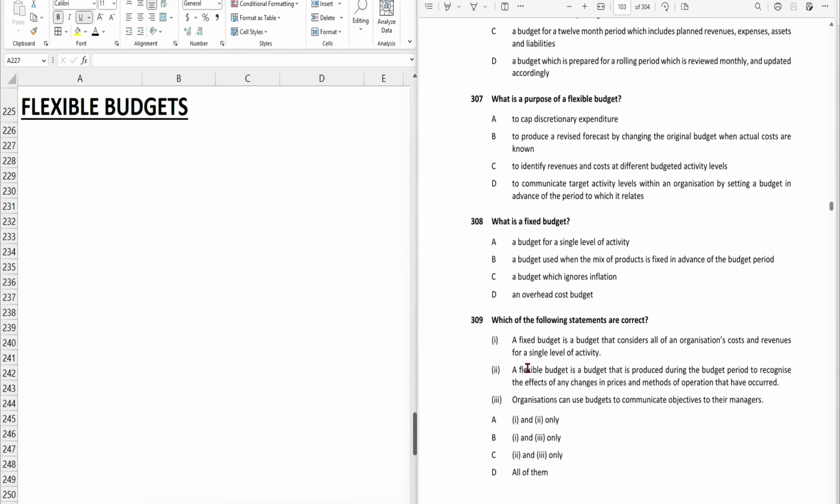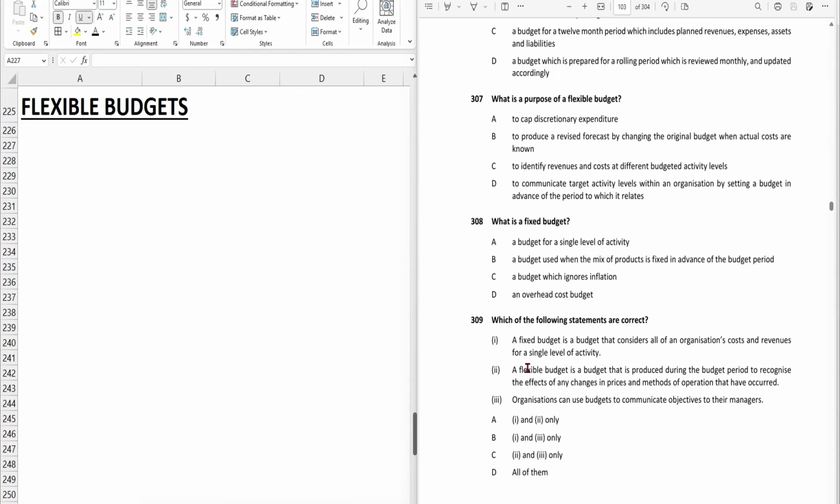Okay. And next is a budget used when a mix of products is fixed in advance for the budget period. A fixed product mix has nothing to do with whether the budget is fixed or flexible. So it's wrong. This option is talking about a fixed product mix, like deciding to produce 60% pens or 40% pencils before the period starts, right? But that's about the sales mix, or you can say the production mix, not about whether the budget is fixed or flexed. Okay.